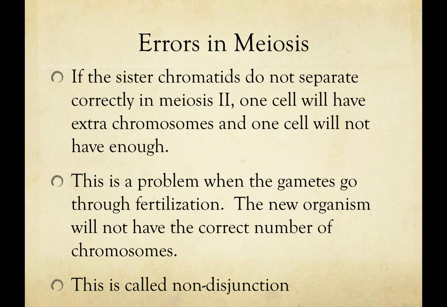Well, what happens if there's a mistake? In mitosis, we know that each of the new cells will have the wrong number of chromosomes and things are bad. But in the world of meiosis, there's a couple of times when you might actually get away with making a new baby. And it's called non-disjunction.